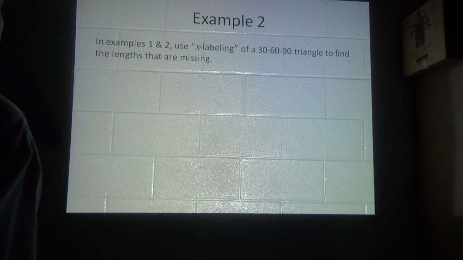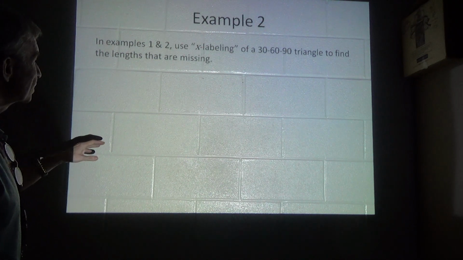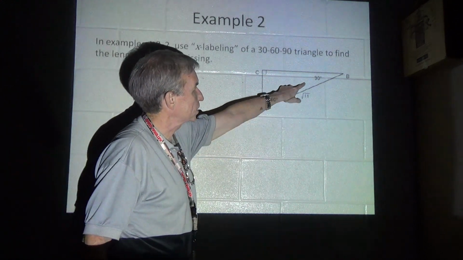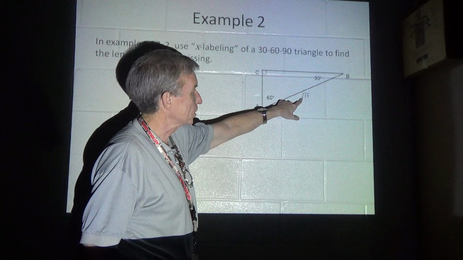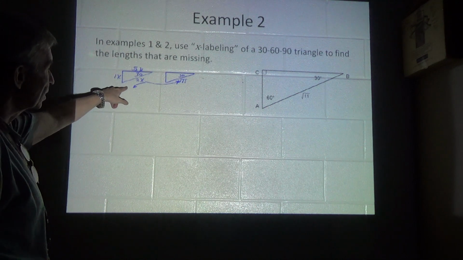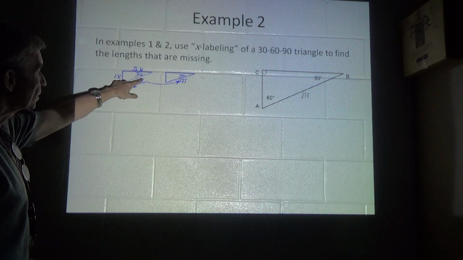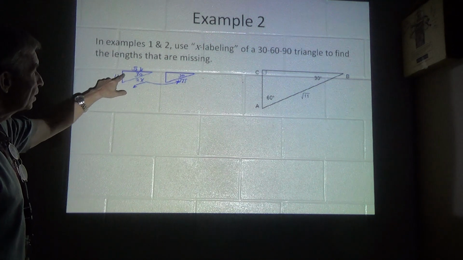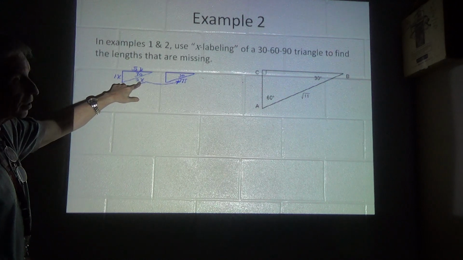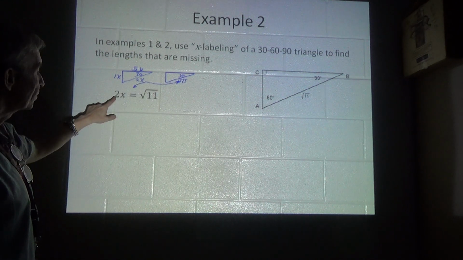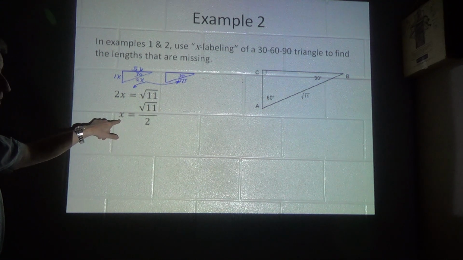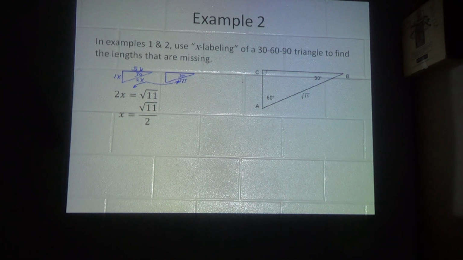So in example 2, they want us to do the same thing again, but this time they give us some different information. We have this 30-60-90 right triangle again, and this time they told us that the hypotenuse is the square root of 11. Once again we use the ratios we talked about before. Remember, the hypotenuse is 2 times the short leg, and the long leg is the short leg times the square root of 3. So the square root of 11 corresponds to this 2x. So we have 2x equal to the square root of 11. Dividing both sides by 2 gives us x equal to the square root of 11 over 2.